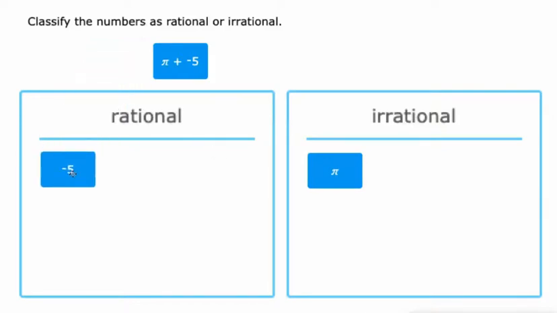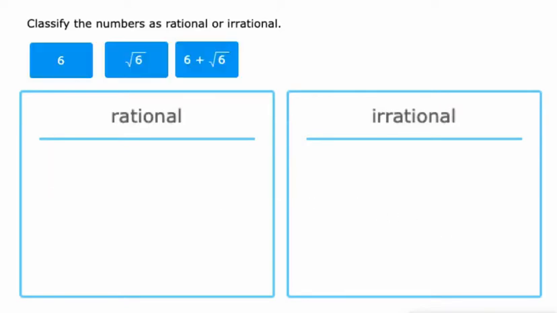Negative 5? Negative 5 is an integer, and all integers are rational. But when you add the two together, a rational number plus an irrational number, you will get an irrational number. This is negative 8.1. Oh, wait, actually, no, because you're adding 3.14, so it's negative 2.86 something with a bunch of numbers that never repeat or terminate. So that makes it irrational.